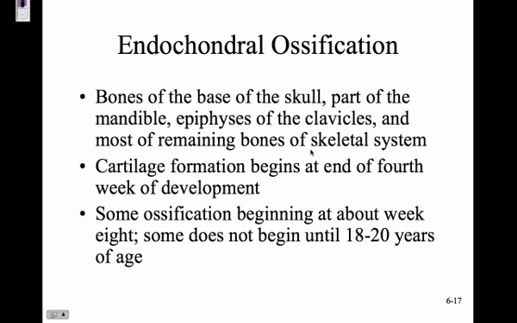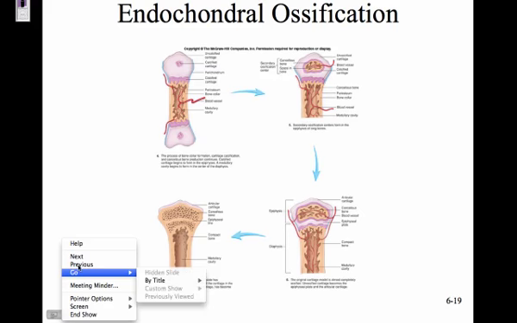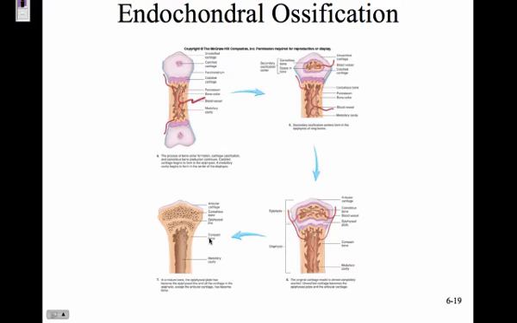Cartilage formation begins at the end of the 4th week of development in the embryo, and the ossification then begins around week 8. It's when bone starts to develop, and some does not begin until 18 to 20 years of age also. So this picture would be an embryo at 4 weeks where you'd have cartilage for your whole bone, and ossification would take place in the diaphysis and lengthen the bone in that direction. As it gets longer and longer, this is where we get the epiphyseal plate right here. When it ossifies, it's the epiphyseal line.